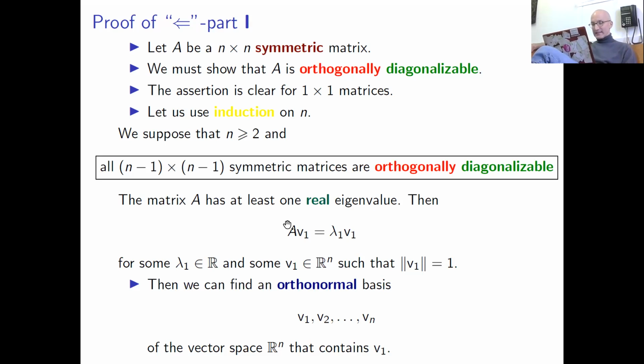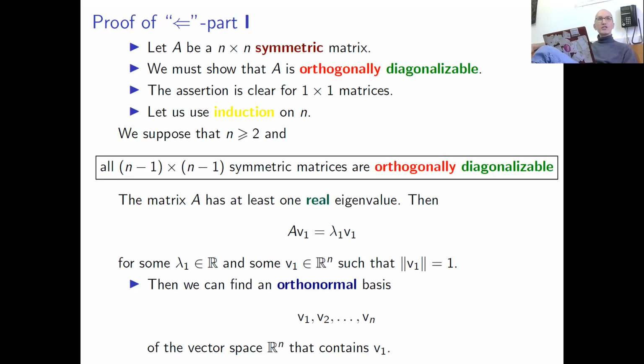So now we scale it in such a way that its length is 1. Basically, you just take any eigenvector and divide it by its length. Okay, so we got one vector v1 which is orthonormal, just one vector.